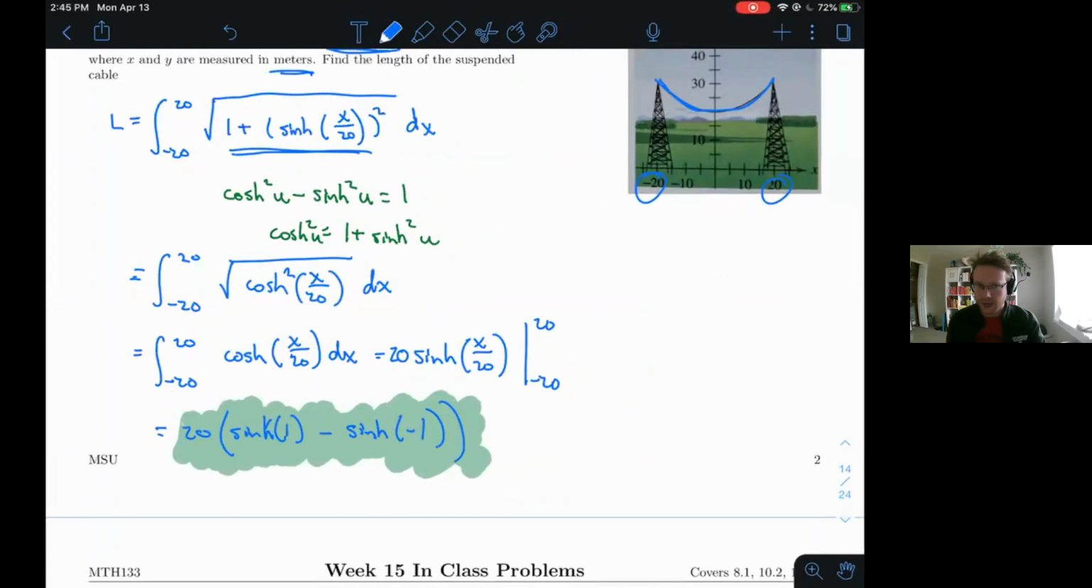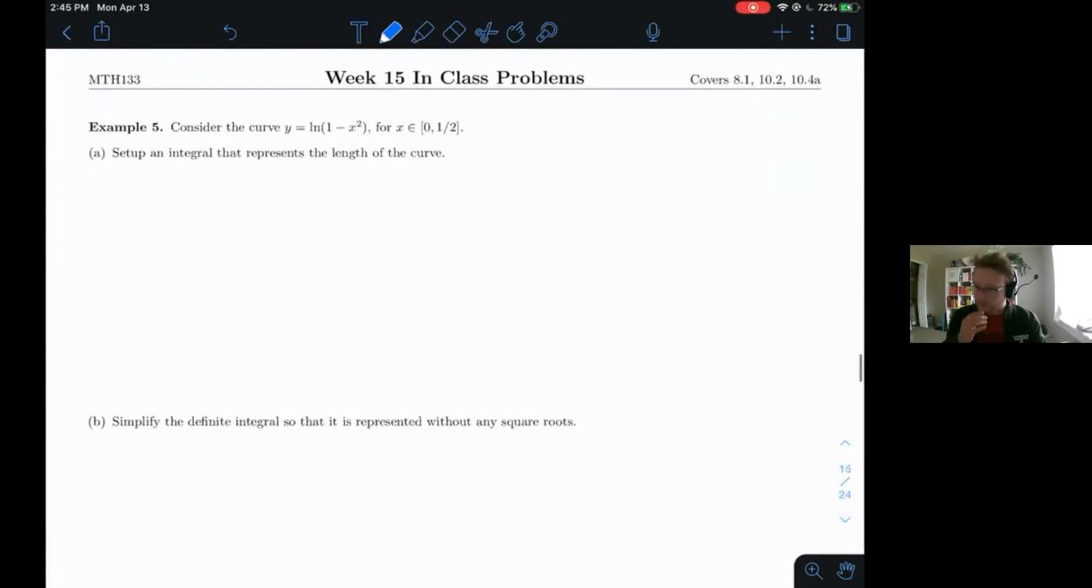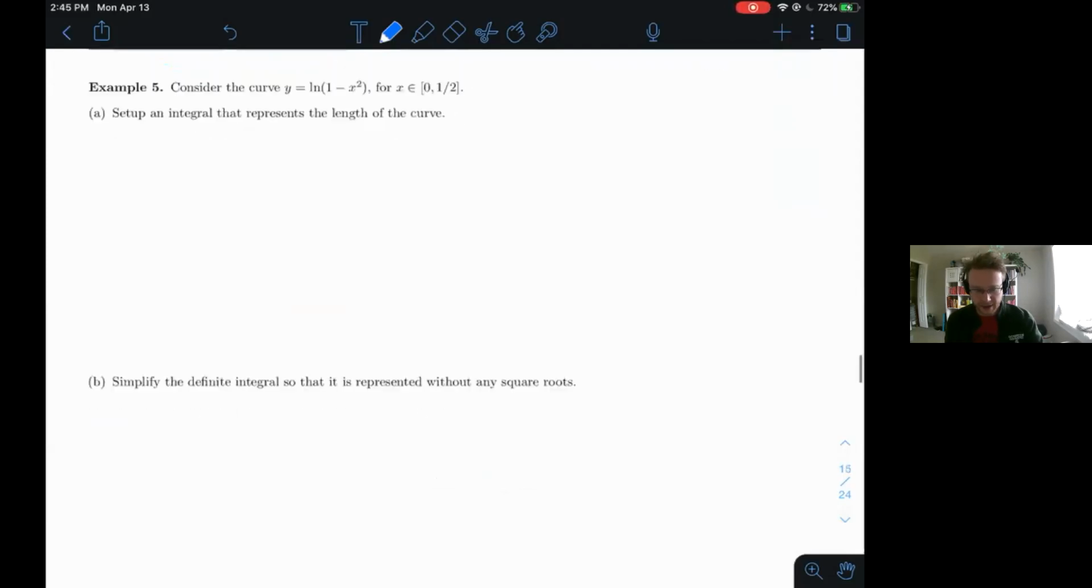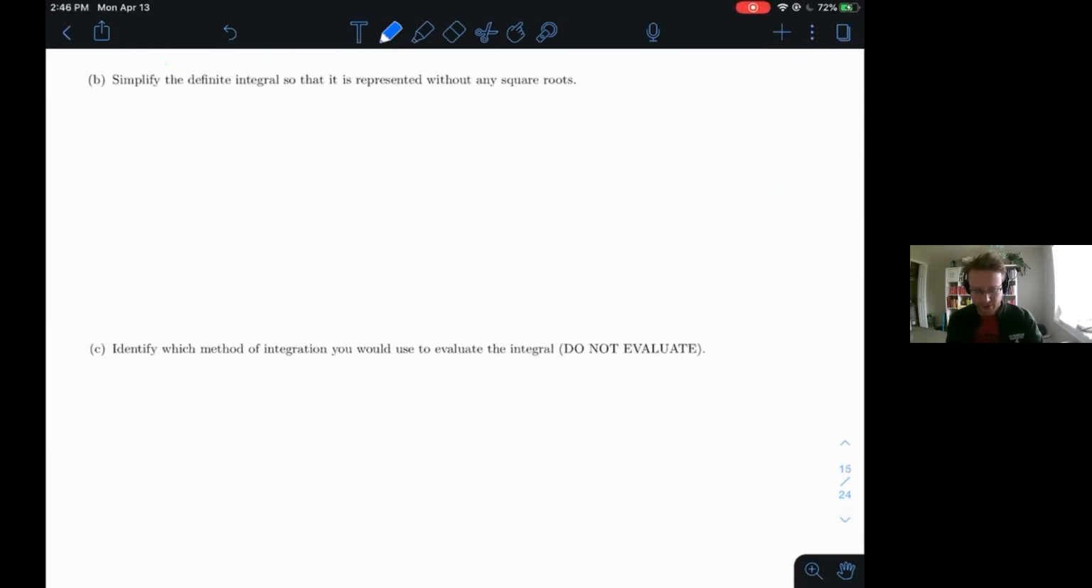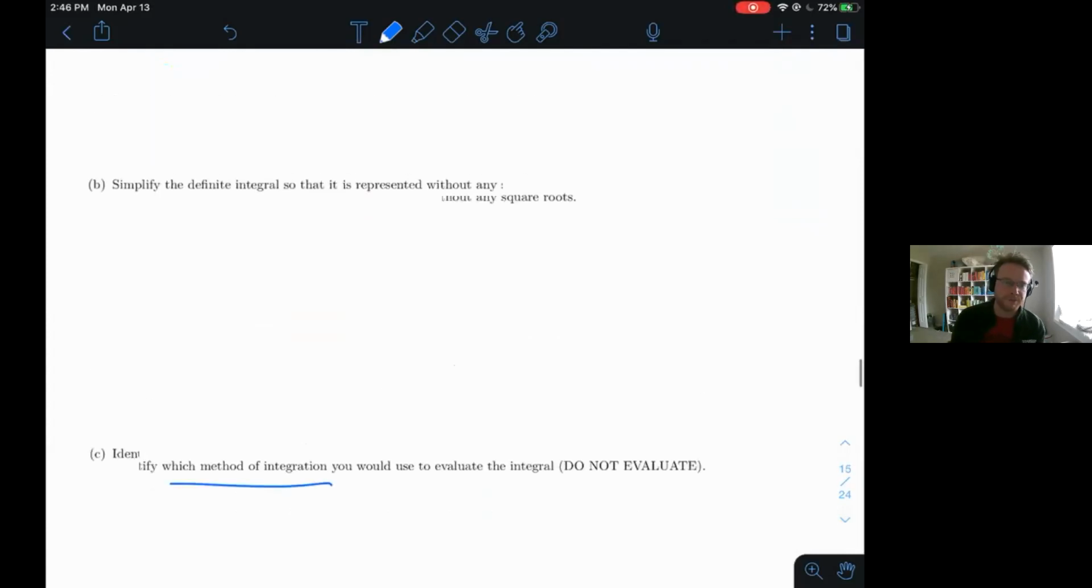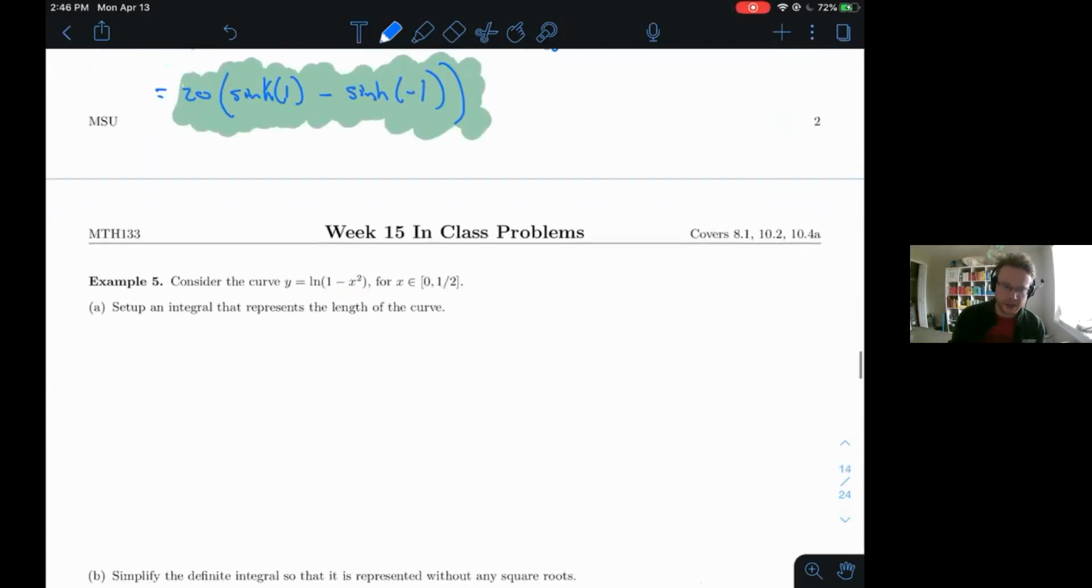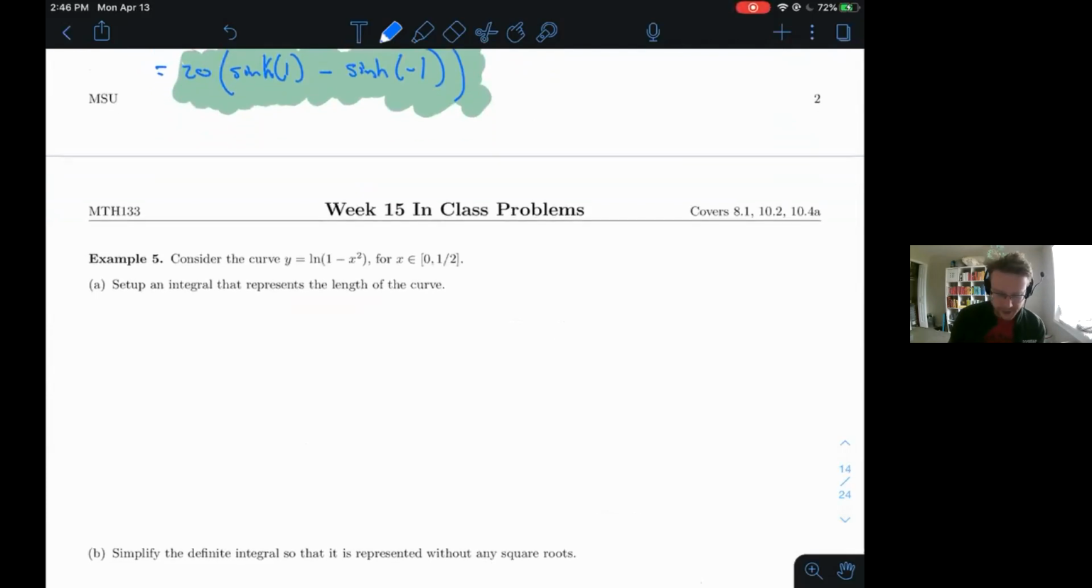Okay, moving on then. Here's a problem where we won't see this one necessarily all the way through. We're going to set it up, we're going to simplify, and then I just end here with identify which method of integration. This one turns out to be quite long if we were to do it all the way out from start to finish. But I think this is a good one that we could set up, try to simplify, and then identify how we would finish this one up. So, okay, here's the function. Let's do this one together.